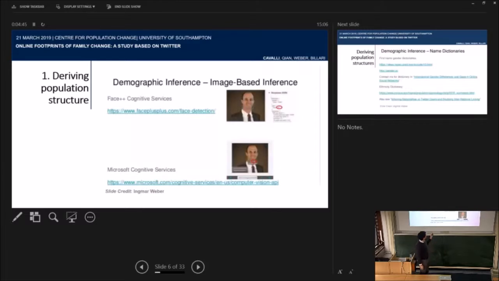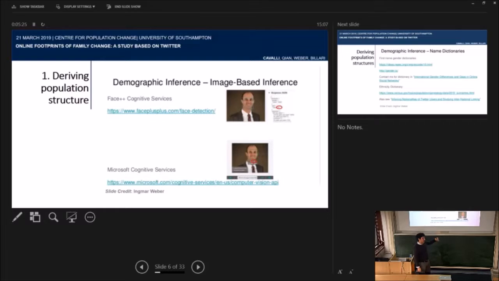with Twitter data. So just to give you a few examples. First of all, you can try to derive some population structure. The way people have been doing this is to take the pictures that users upload of themselves in their bio, and run the pictures, as in Agnese's paper, on some services, for example Face++ or Microsoft. These algorithms can try to recognize or estimate the age, ethnicity, and gender of the people who actually have pictures of themselves in the bio.